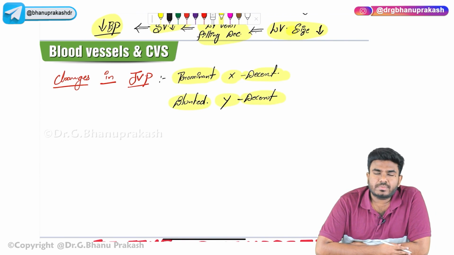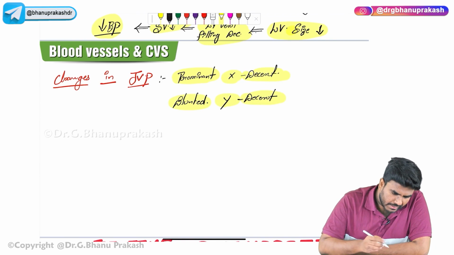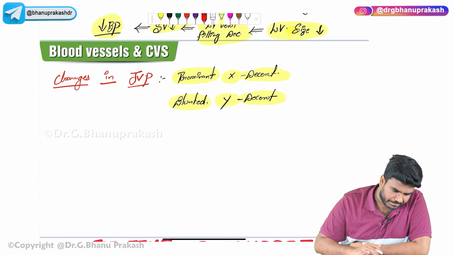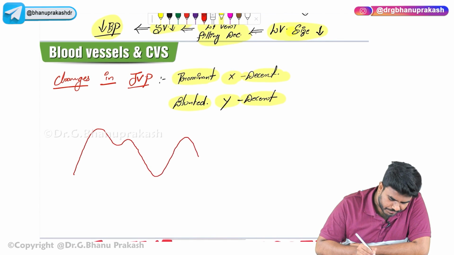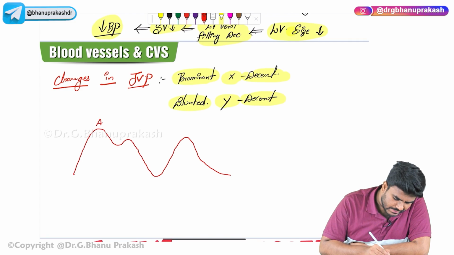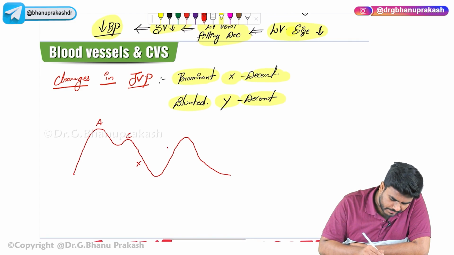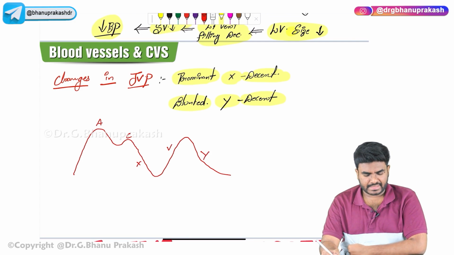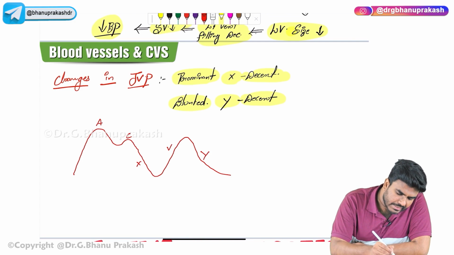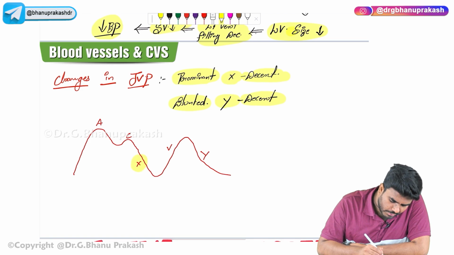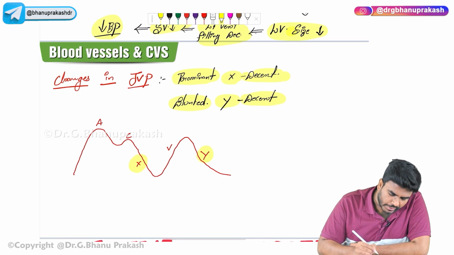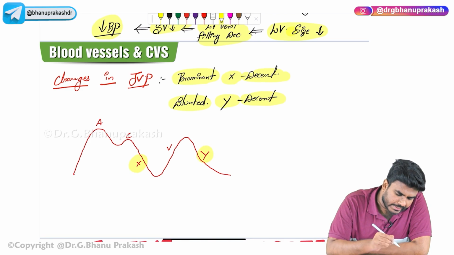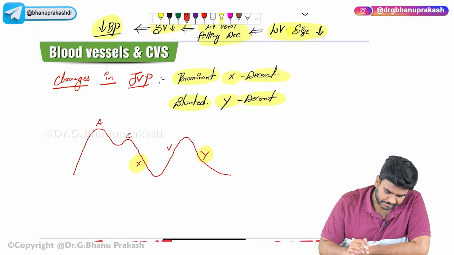We have discussed the jugular venous pressures in detail in the physiology modules, but here I will just give you a brief idea. So this is how the jugular venous pressure is going to be. See, A wave, C wave, X wave, V wave and Y wave. Okay, A, C, X, V and Y. Now what I am discussing? The X wave is going to be more prominent and the Y wave is going to be blunted in pericardial tamponade. Why does it happen? I will try to explain.